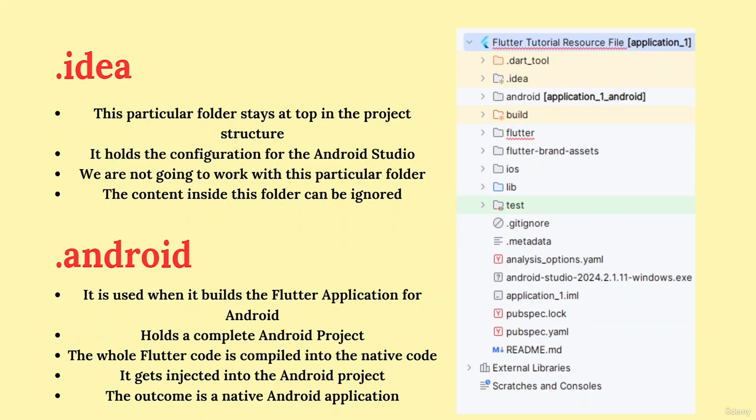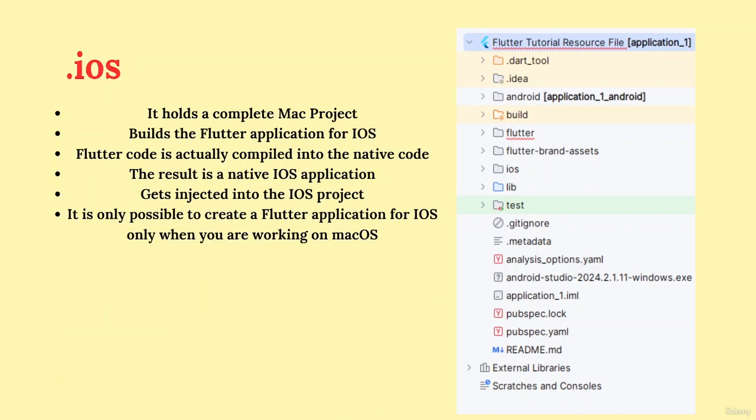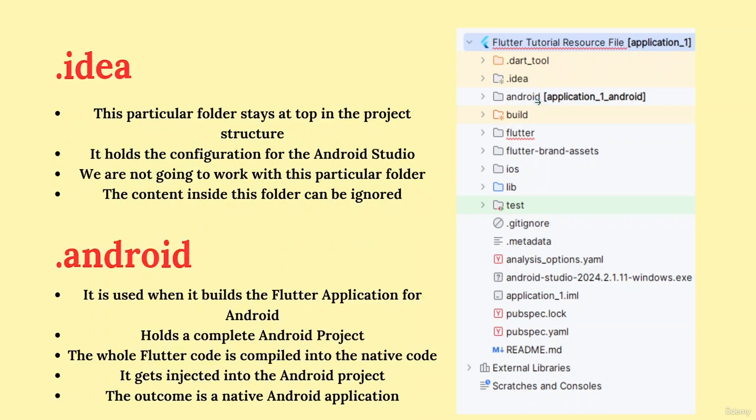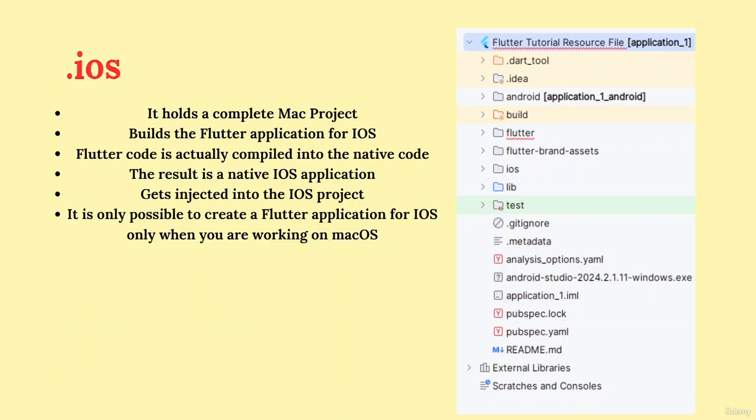And the next folder which we are going to talk about is the .ios. Okay, so in .android we learned that it holds a complete Android project, and it is only used when it builds the Flutter application for Android. So this is just the same thing, but it is for iOS. So it holds a complete Mac project, not a complete Windows or a complete Android project.